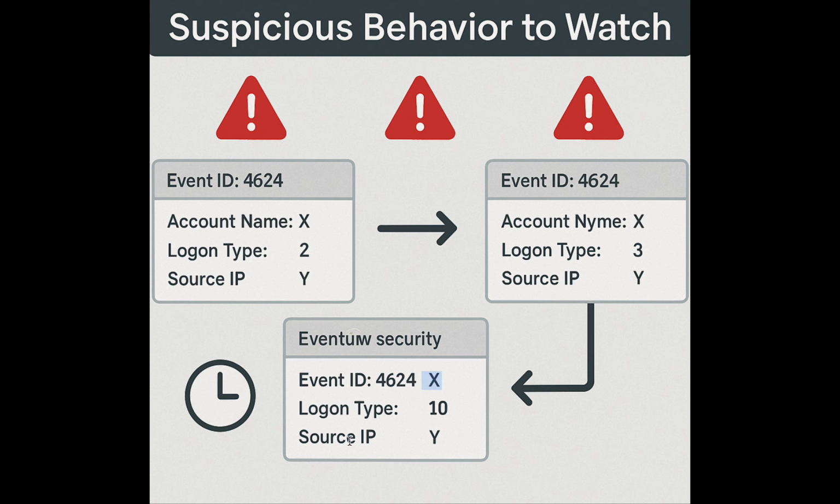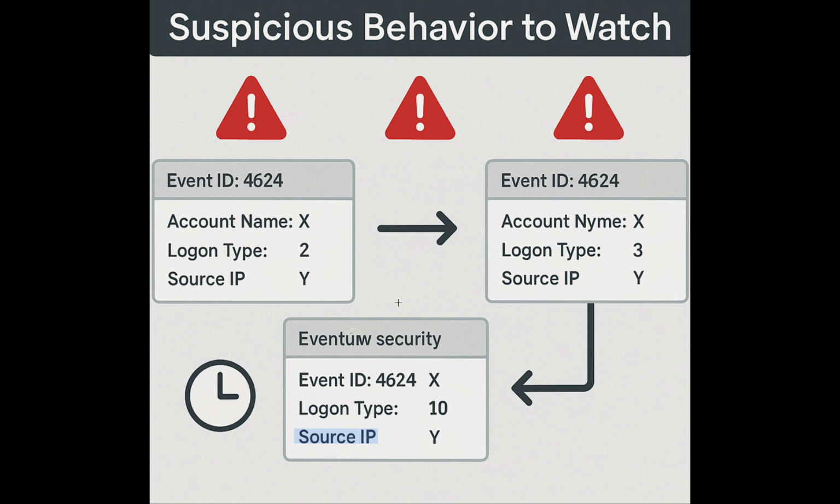X, same IP Y. This is a big red flag. We now know someone moved from local access to network access, and finally RDP, all within a short span of time. And we see the event ID is 4624, which means successful.